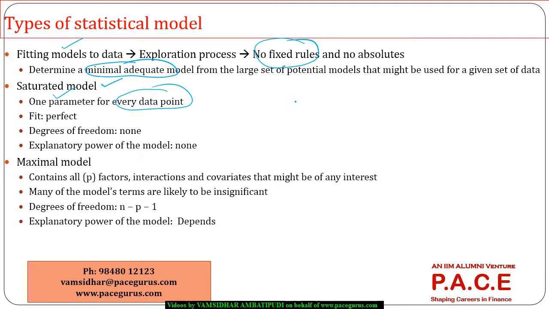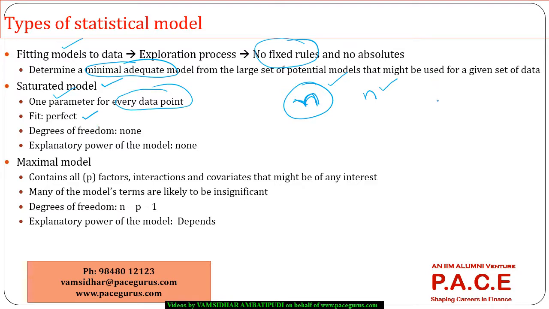So it is like if n data points are there, I am having n parameters. So it's becoming n equations in n variables. So the values you will find are one-to-one kind of values. So it's a perfect fitting model, right?